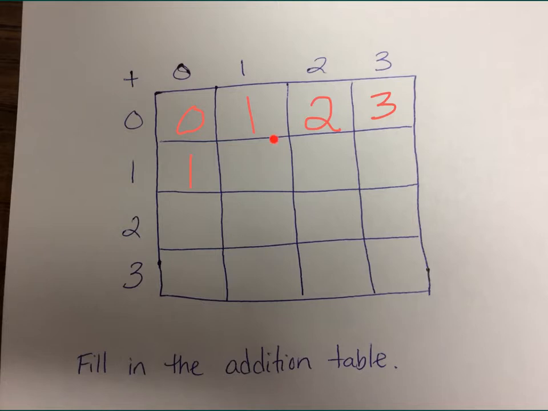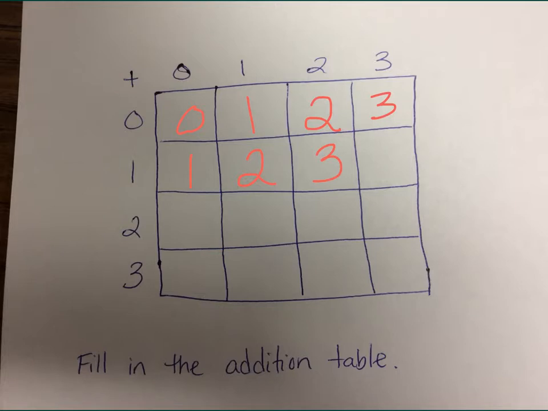When I look at the next box right here, it's still in row 1, so it's 1 plus, and here's column 1. So I know I'm going to do 1 plus 1. And I know that 1 plus 1 is 2. As I go across, I'm adding the number for the row and the number for the column that the box intersects with. So again, this box is in row 1, so it's 1 plus, and if I look at my column 2, 1 plus 2 I know is 3.